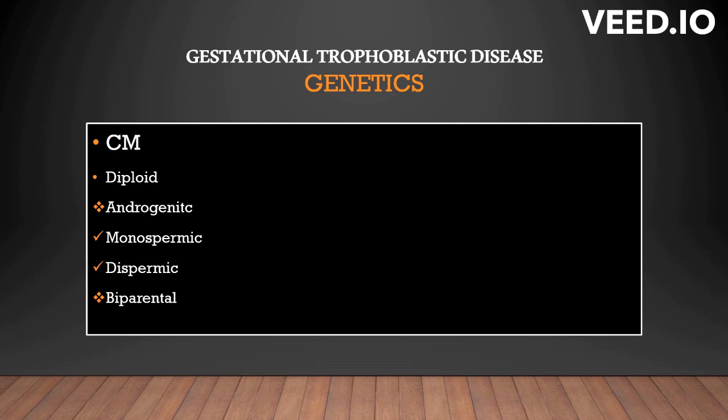the complete mole is diploid in nature. In a patient affected with molar pregnancy who has a diploid complete mole, the genetic material will most probably be 46 chromosomes, and all arise from the paternal side. In most cases, 80 to 90%, the genetic material is androgenic, completely androgenic. There is no maternal component.